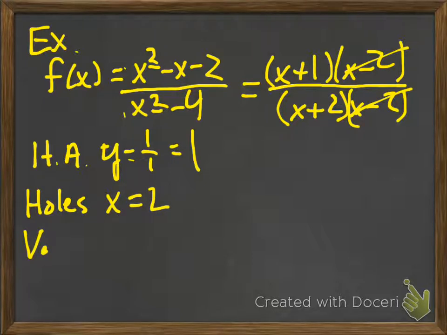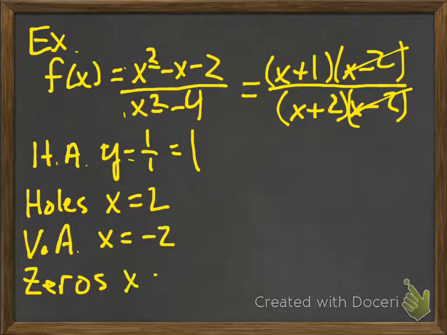Then the vertical asymptotes. Looking at the leftover denominator, I set x plus 2 equal to 0, which gives me x equals negative 2. Zeros, where it crosses the x-axis: set the leftover numerator factor equal to 0, and that tells me the zero is located at x equals negative 1. Coming back to factoring, if you can do the factoring, it should make it really easy.